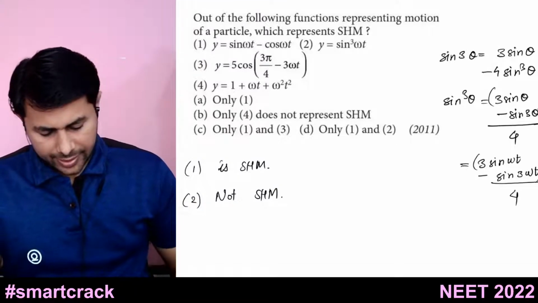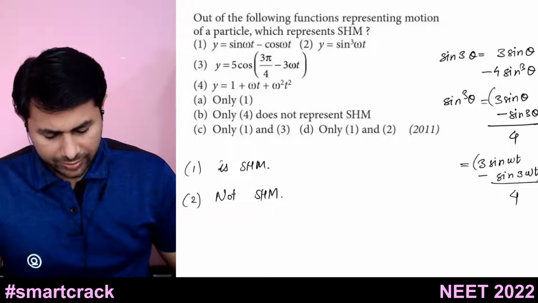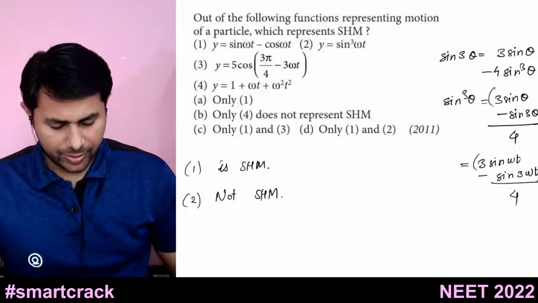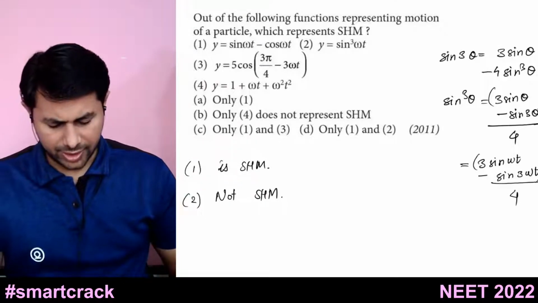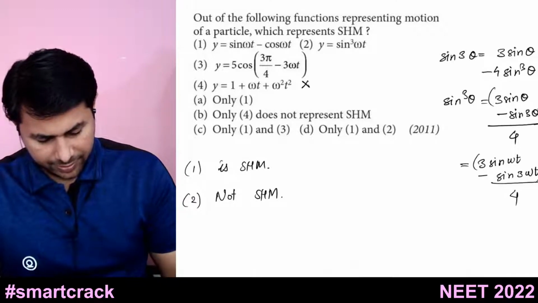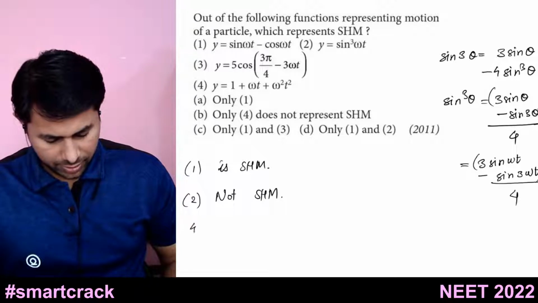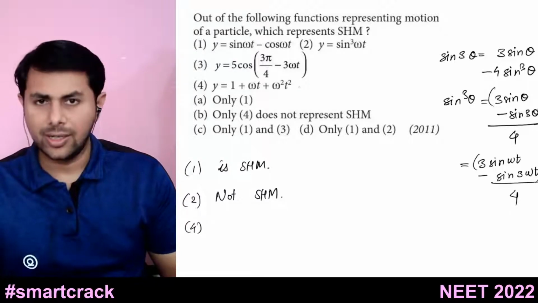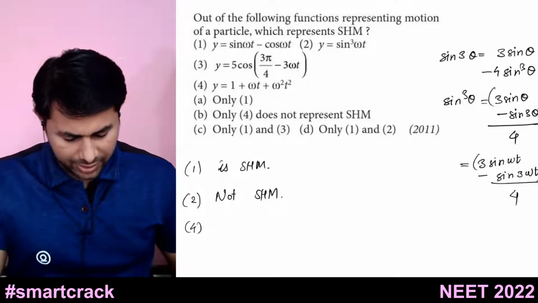After that, next we have y equals 5 cos of 3 pi by 4 minus 3 omega t. So this is also SHM. Okay, 4 is clearly not an SHM. Fourth, it is 1 plus omega t plus omega square t square. This is clearly not SHM.